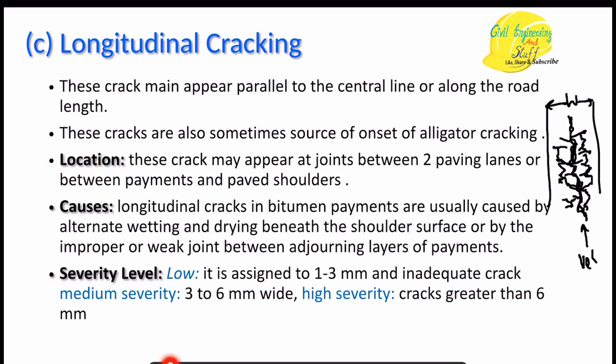Talking about the location, these cracks may appear at joints between two paving lanes or between pavement and paved shoulder, right? This means the probability of longitudinal cracks is at the joints, the reason being that the joint is the weakest section of the pavement. So definitely this joint can be the starting point of the generation of longitudinal cracks.